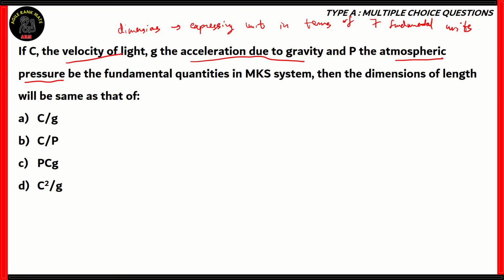So things like mass, length, time, amperes, these are fundamental quantities, and sometimes you'll be given a question with one or more quantities that are not fundamental, and we consider them to be the dimensions in a particular system, and we need to find the dimensions of another quantity like length or mass in terms of the 3 given quantities. So in this particular scenario, we need to find the dimensions of length using C, G, and P.